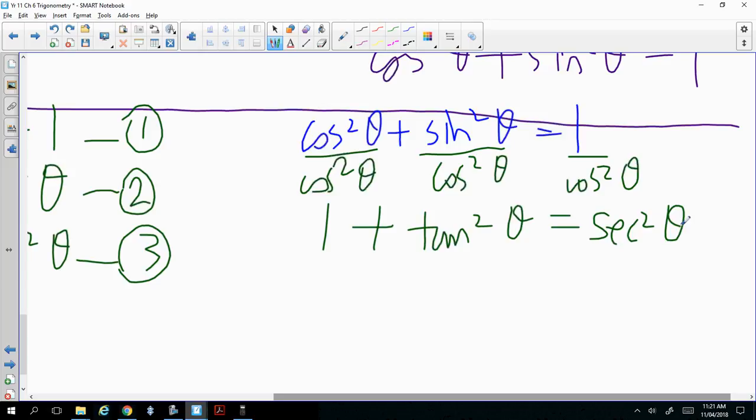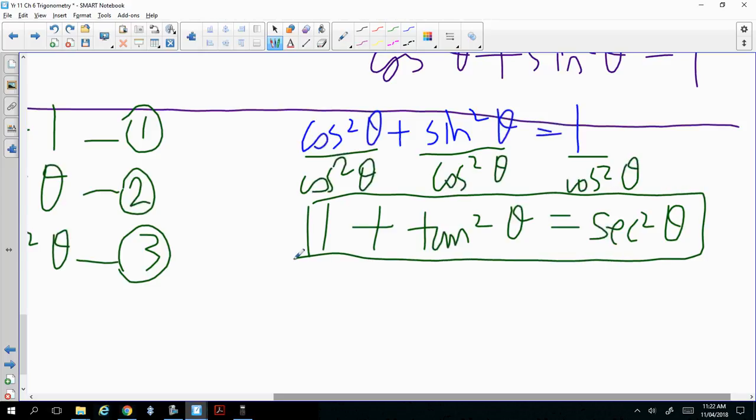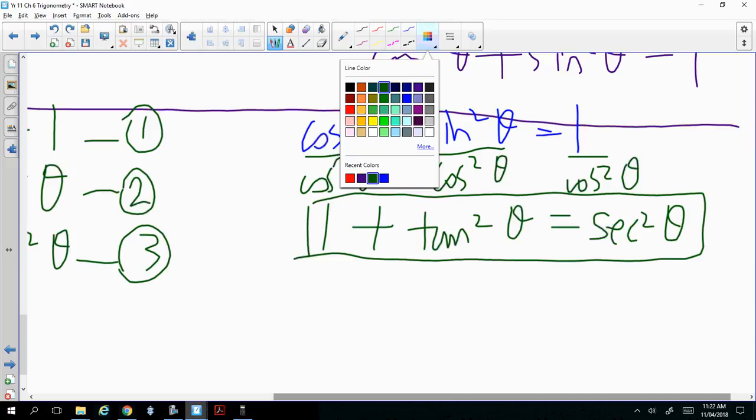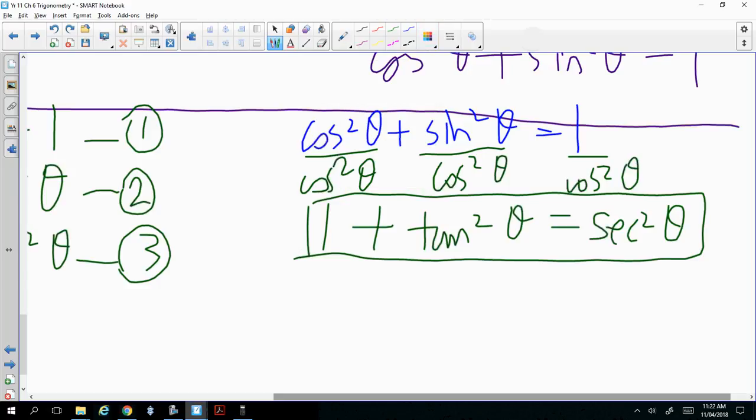Tan squared theta plus 1 equals sec squared theta. Let's start with the formula again. There's one more, that's the last one, I promise you. Alright, you need some sticky note, get a sticky note here. So you get cos squared theta plus sine squared theta equal to 1.